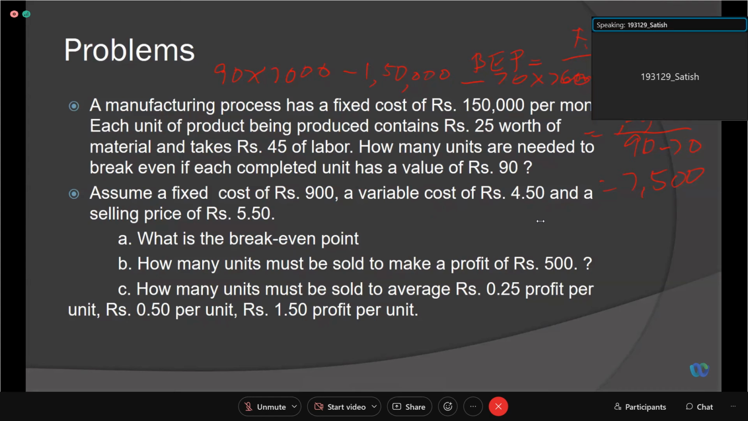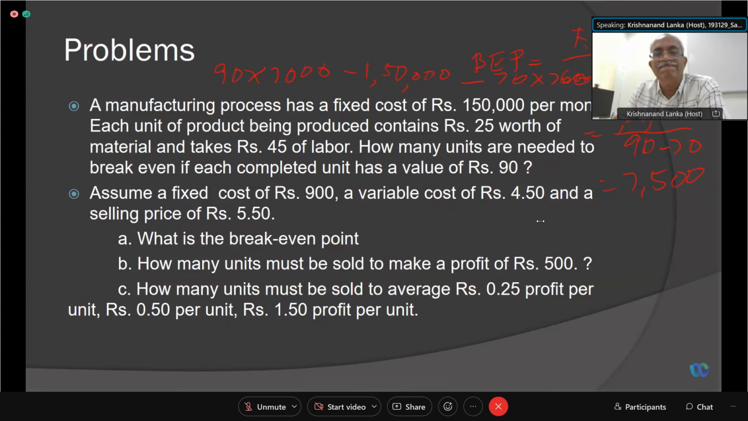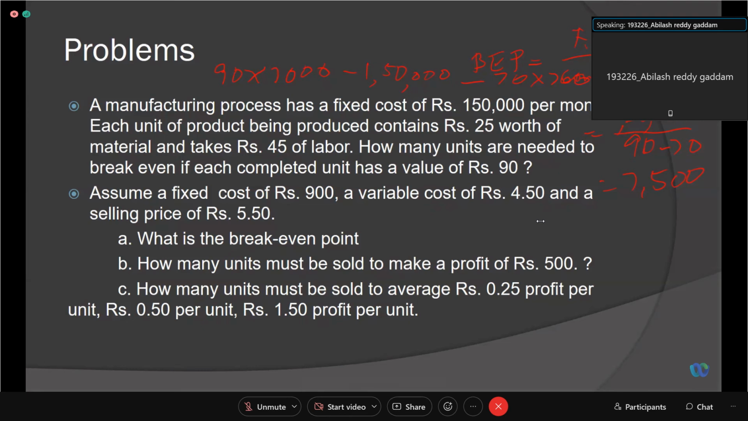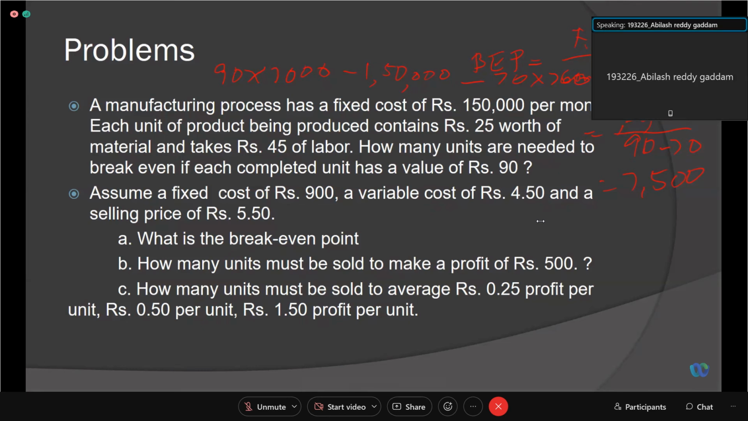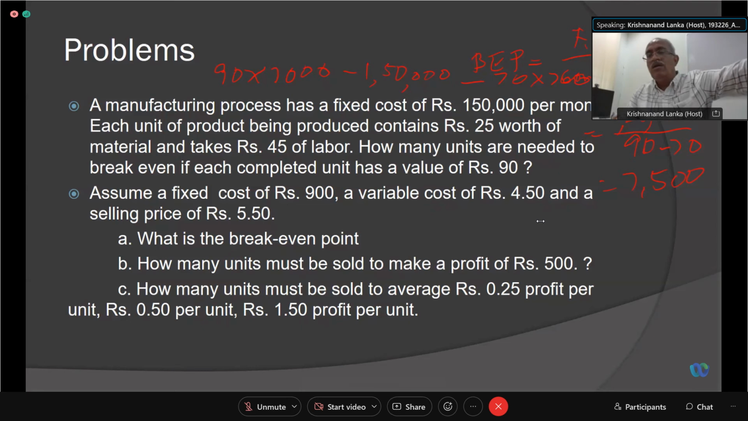How much is it coming? 70 into 7,000, 4,90,000. So 10,000. So how much loss is he likely to get? 10,000, sir. 10,000?